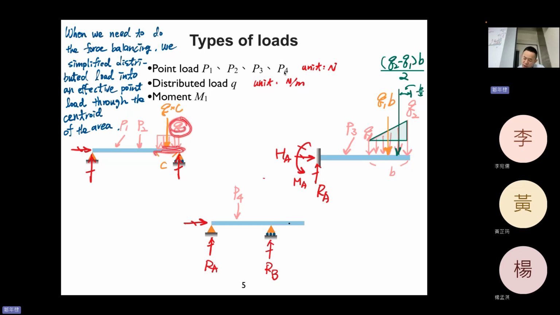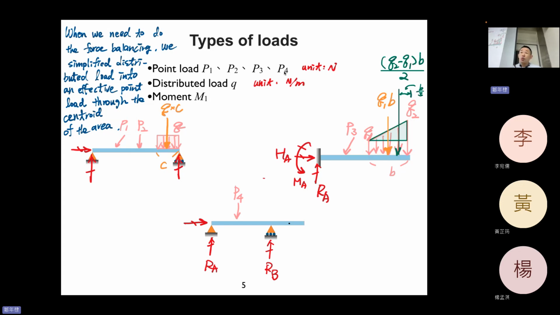Okay, so you can imagine the Q is kind of the height of the shape. The length will be the width of the shape. So the total effective load amount will be Q times C. Of course, in this case, still, the effective load amount will be equal to the area of this shape.